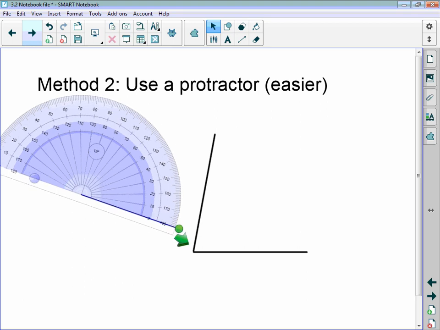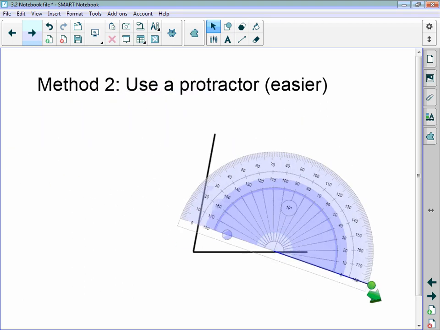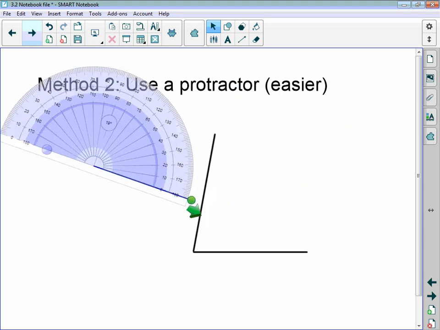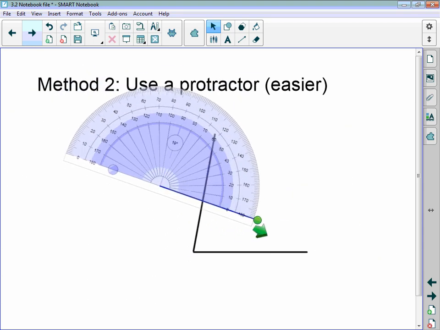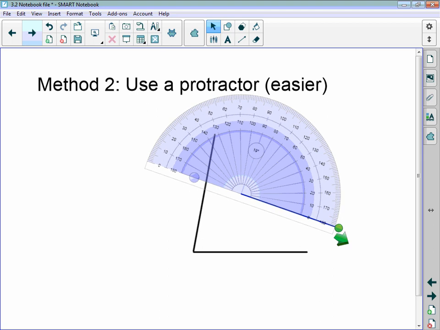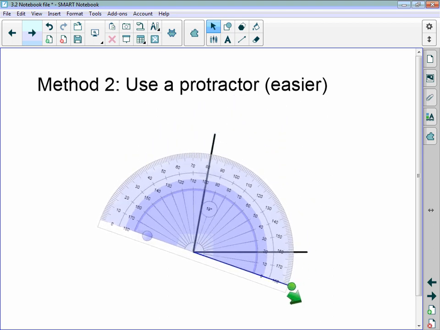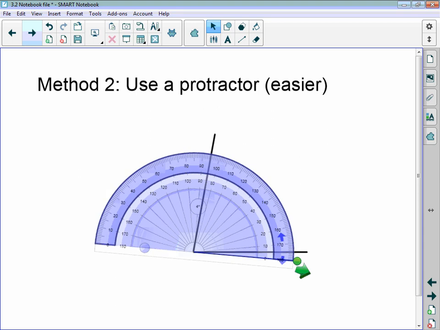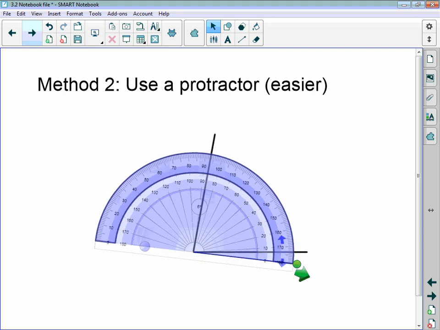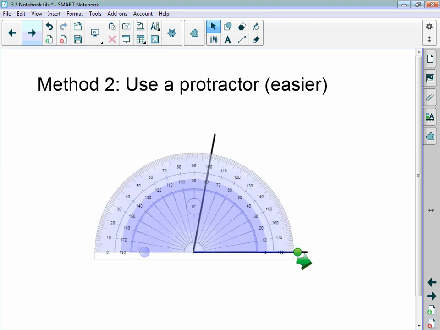The other way, which is an easier way, is just using a protractor. This is much easier, I think. So I'm going to see my angle, and I'm going to move my protractor so that it is lined up right at the corner of the angle. And then I'm going to rotate it so that the 0 degrees is lined up with one of the lines. And then I'm just going to measure. I'm going to see how large this angle is.